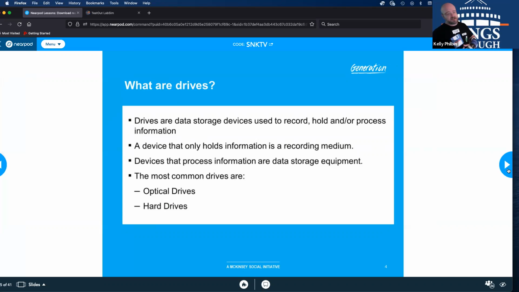Essentially, what are drives? It's a mechanism to store data. You can record to it, hold it, or process information. Any device that only holds information is a recording medium, such as DVDs and CDs prior to rewriting. Devices that process information are data storage equipment. And some of the most common ones at the time of this, optical drives, are some of the most common, but now you typically have flash drives and hard drives.